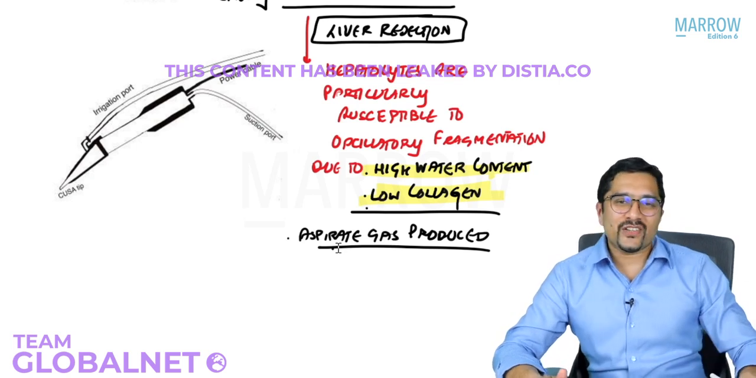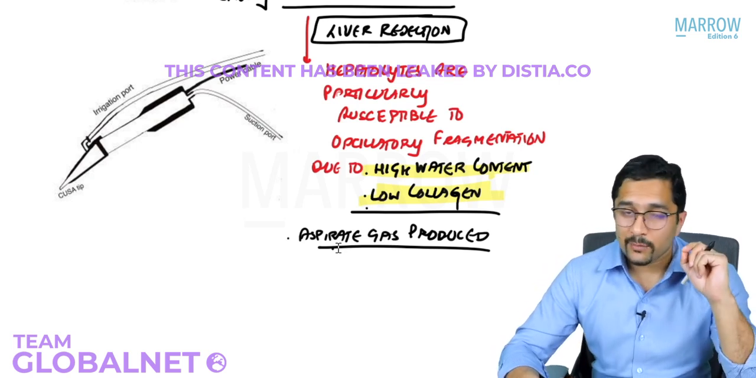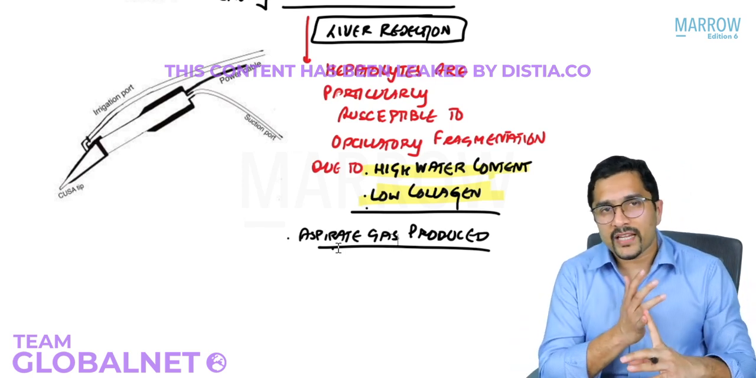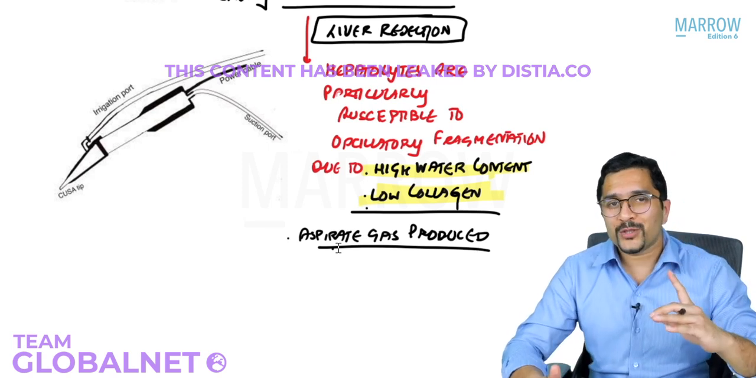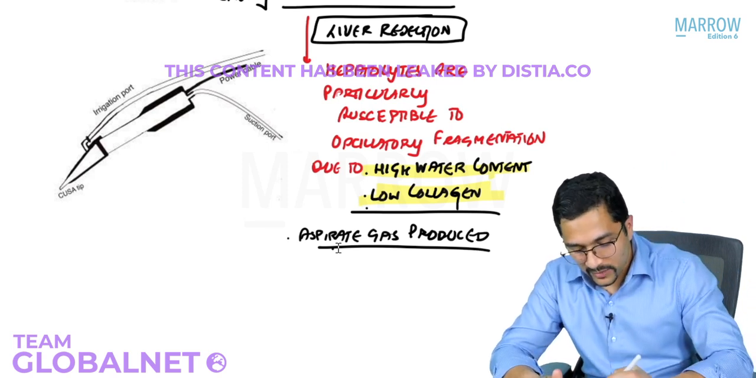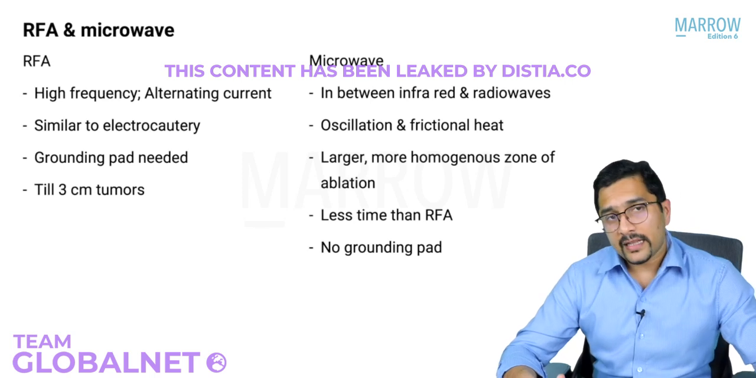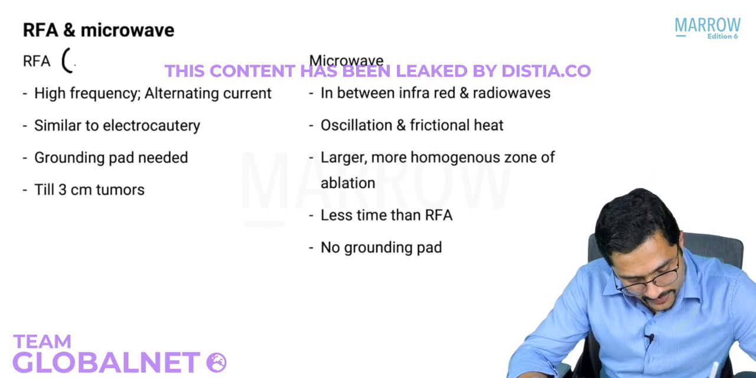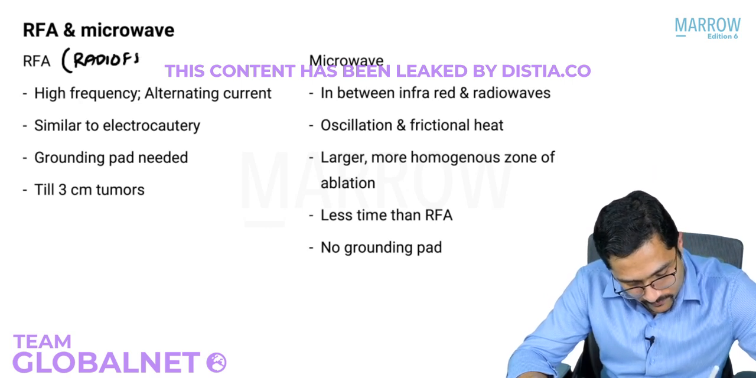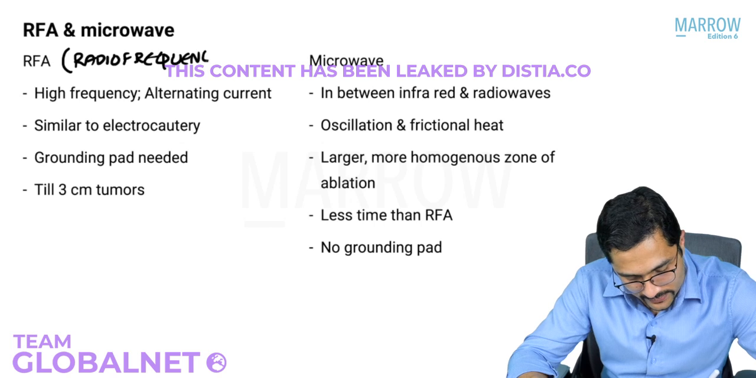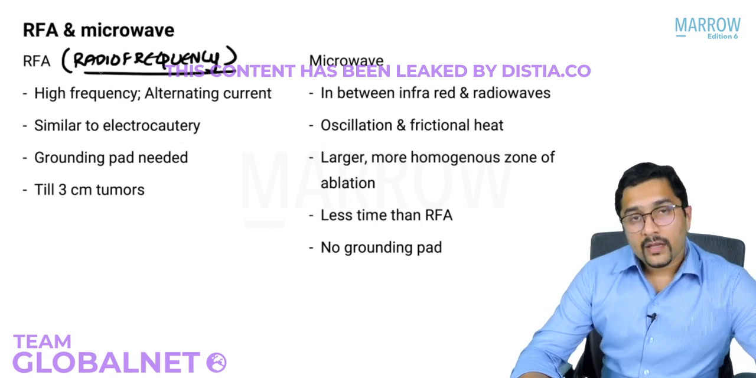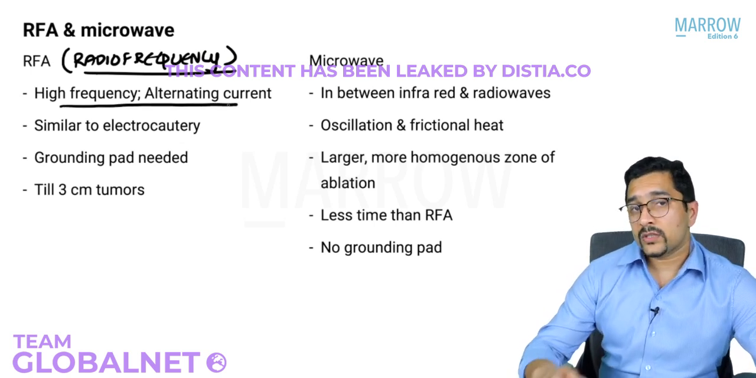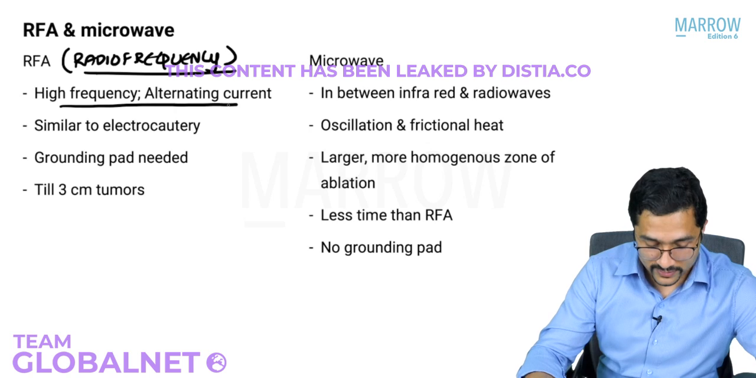Now, the latest edition of Sabiston also mentions some other energy sources which are high yield, especially if you're preparing for the INI CET exam or the super specialty exam. You should know about these energy sources as well. And these are radiofrequency ablation and microwave ablation. So radiofrequency ablation is high frequency alternating current. So it is like coagulating current, which we've already discussed.